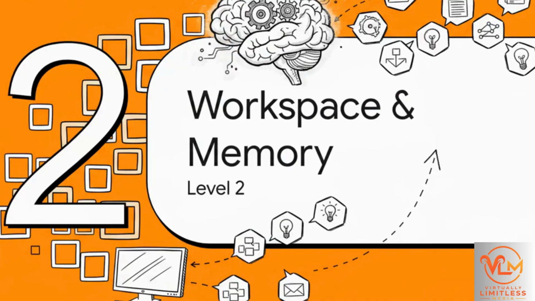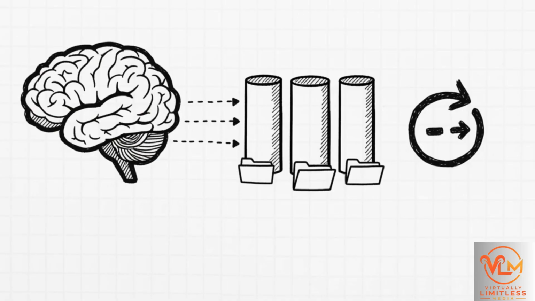Moving right along to level 2, mastering workspace and memory. This is where we graduate from quick commands to actually building out your very own highly customized second brain. So the real foundation of this second brain is using projects to create dedicated silos for the different areas of your business. And the absolute secret weapon here is caching. When you upload files to a project, they get cached. That means Claude doesn't have to read those same documents from scratch every single time you start a new chat. That saves a crazy amount of tokens.